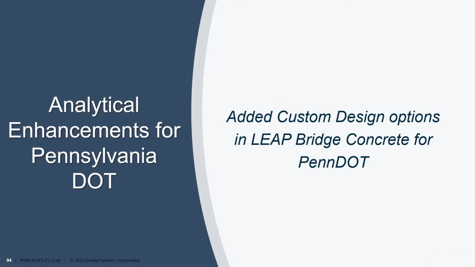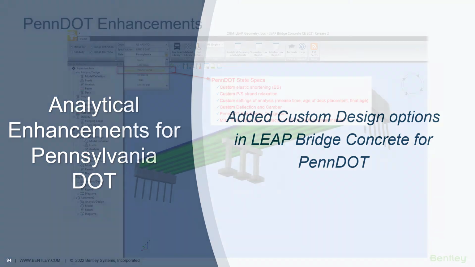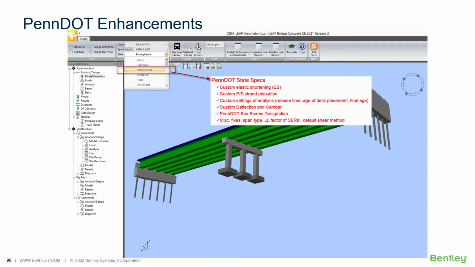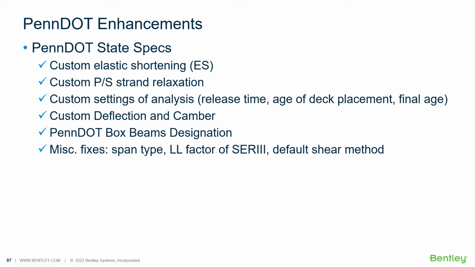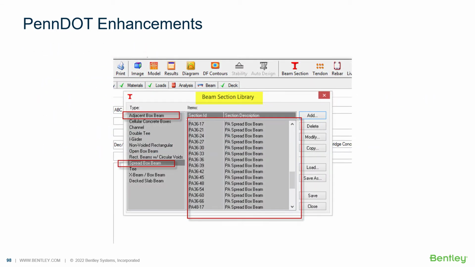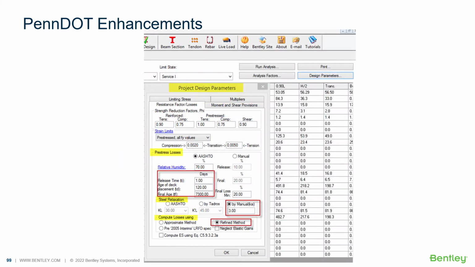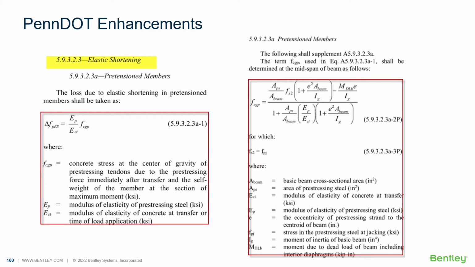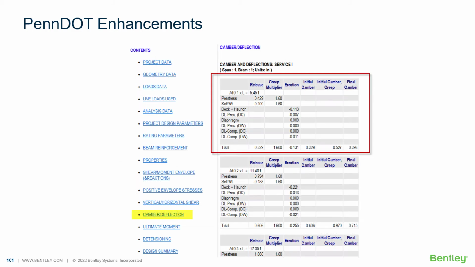The same we have done in LibBridge Concrete for Pennsylvania DOT. So same, you select the state specification, it just selects inside the software all the options that need to be toggled to accommodate for PennDOT design. Even in some cases, not only we include library items, for example, or as I mentioned, the toggles, but sometimes even changes on the code that we can implement just specific for that particular DOT, in our case, Pennsylvania.